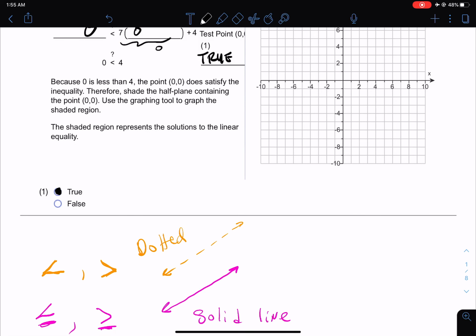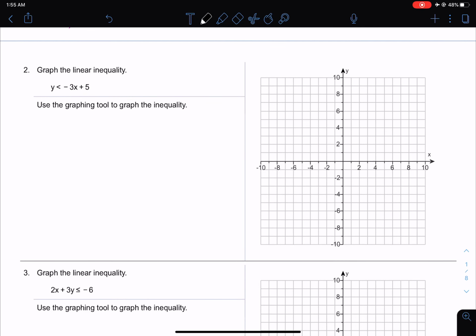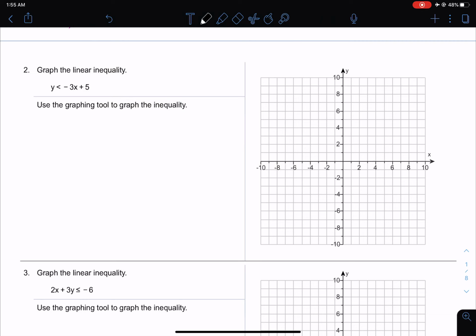Okay, let's go ahead and move on to the next problem, number 2. So this problem is already in slope-intercept form. So what did they say? They said, well, why don't we go ahead and write that as an equation?